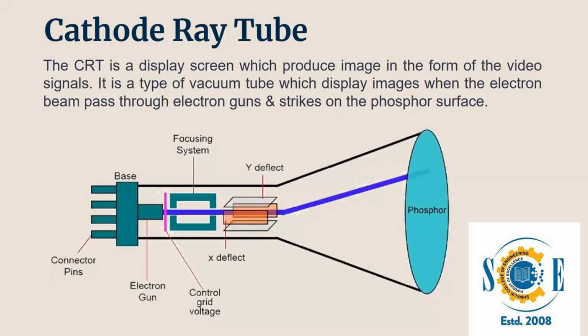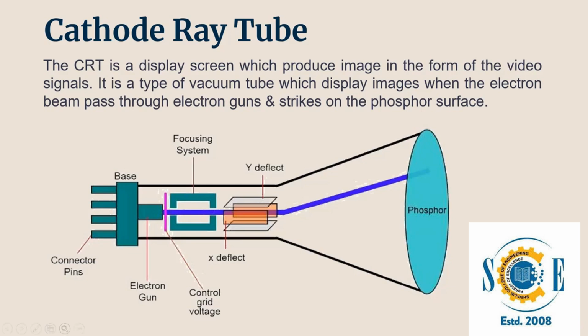It is also known as CRT. It is a display screen which produces the image in the form of video signals, and it is a type of vacuum tube which displays images when the electron beam passes through the electron guns and strikes on the phosphorus surface. So in other words, we can also say that a CRT generates the beam and accelerates it at a high voltage or high velocity and deflects it for creating the image on the phosphorus surface or phosphorus screen so that the beam can be visible.